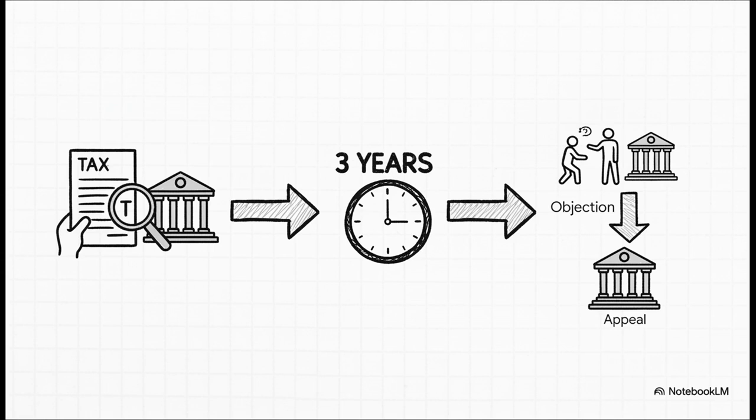But, and this is so important, it's a two-way street. You have rights too. If you think the CRA got it wrong, you don't just have to accept it. There's a formal process where you can file an objection, and if you're still not satisfied, you can appeal your case to the Tax Court of Canada, and even higher.